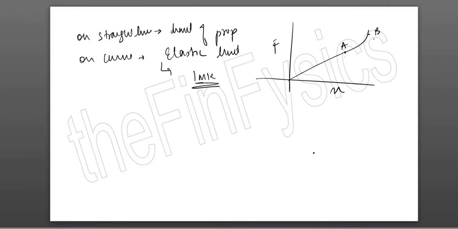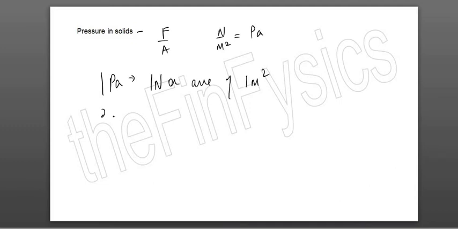Okay, so this was about Hooke's law and stretching compression. The next part of the topic is pressure in solids. You have to remember, pressure in solids is force per unit area. So the SI unit becomes Newton per meter square, which is known as Pascal. So 1 Pascal is when a force of 1 Newton acts on an area of 1 meter square. 2 Pascal would be 2 Newton on 1 meter square, and so on.